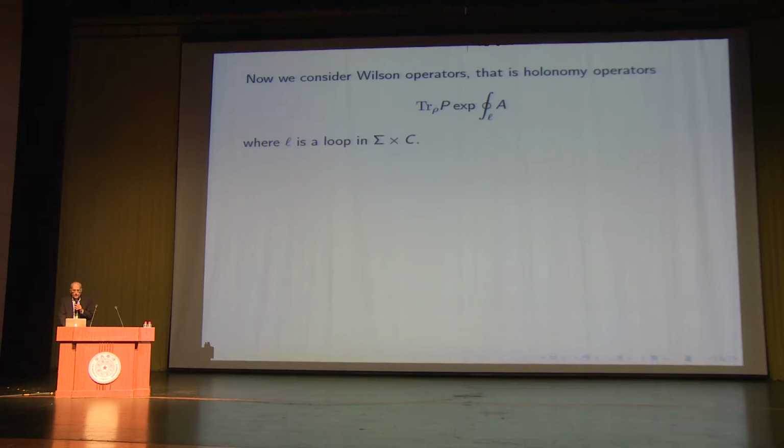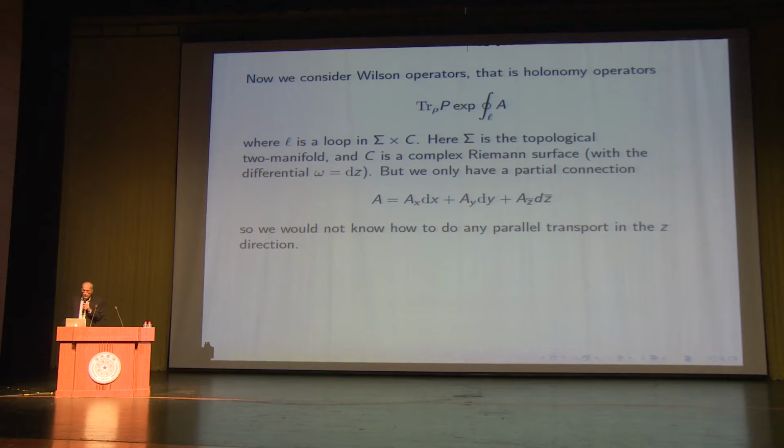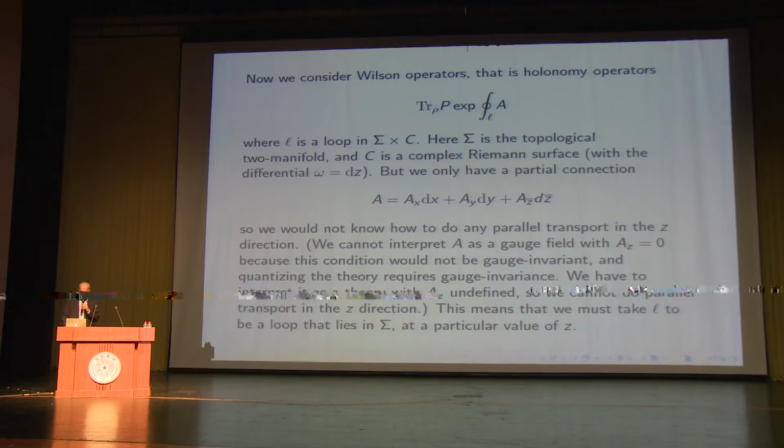Now we consider Wilson operators, which are holonomy operators, where to begin with, L is a loop in the topological space sigma times the complex space C. But we only have a partial gauge field that's missing a dz component. So we would not know how to do parallel transport in the z direction. And since we can't do parallel transport in the z direction, as Costello explained, our Wilson operators have to live at a constant value of z. So L has to be a loop that lies in the topological space at a particular value of z.